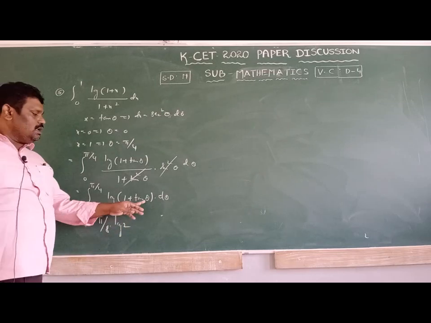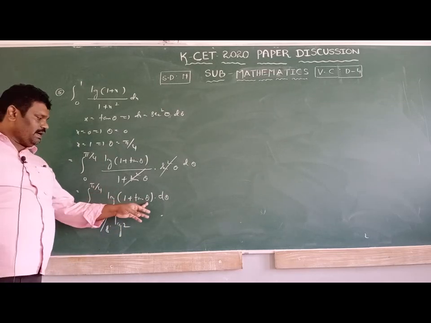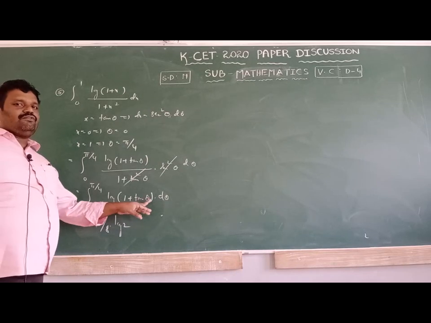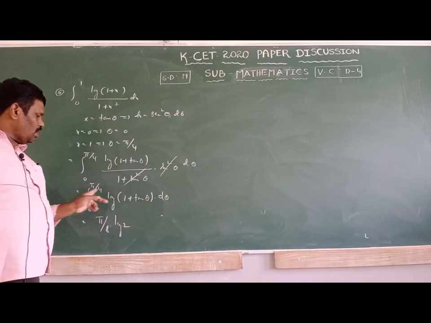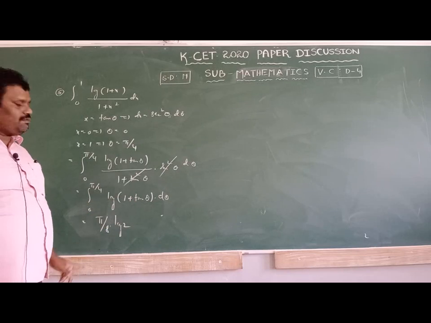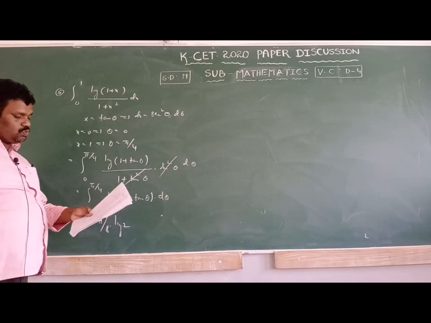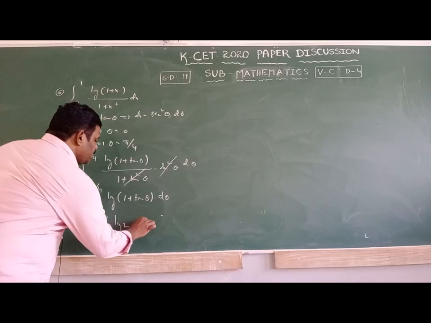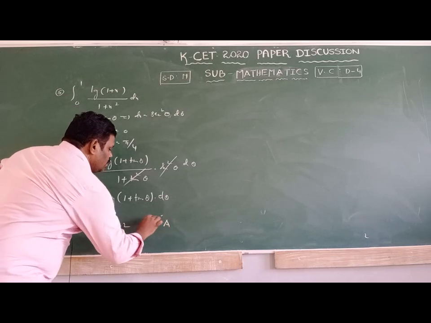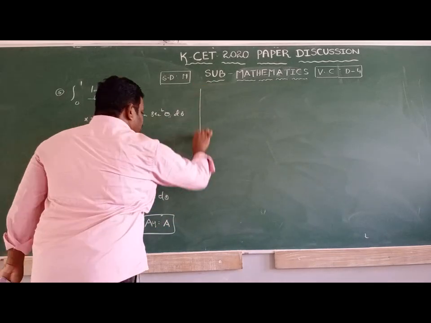Otherwise, as I told you, in place of theta write pi by 4 minus theta, using tan of (a minus b). Then if we take this value as I, we consider 2I is equal to that value, and finally we get pi by 8 into log 2. So which option is the correct answer? A. This is a board question, that one is a board question.